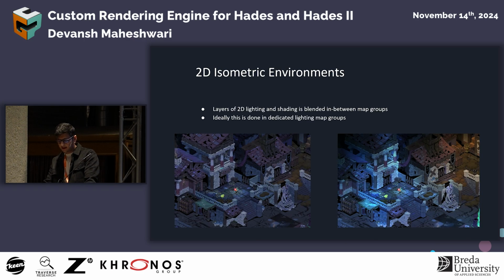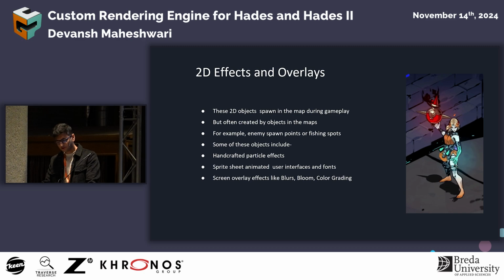It's important to mention that there's also a lot of layers of lighting, shading, and things like that that we have between the map groups. So this actually is very important to us because it really drastically changes the feel of a map. And this also makes our assets very reusable because we can essentially use one asset in one light setting in one place and flip it around and then use it in a different setting. Ideally, these kind of lighting and shading are done in dedicated lighting map groups, and we'll see why that is the case.